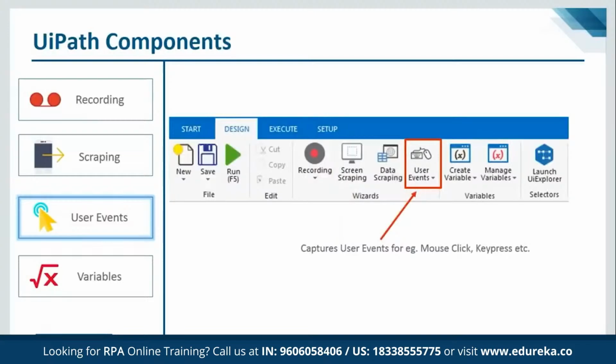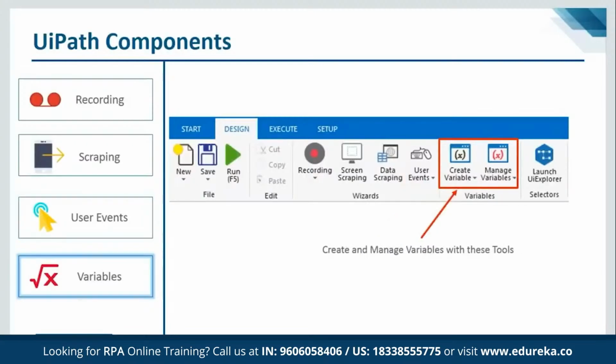Then we have user events. User events are nothing but events that are done by the user. For example, if you press a key on the keyboard, that becomes a user event. If you click the mouse, that becomes a user event. These are user events which you can use in your program to do different tasks. And then in the end, you have variables. Variables are a very important part of any sequence that you are creating, guys. Variables act as mediators, or as a bridge between two activities or two things happening at a different level. They also help in data manipulation.